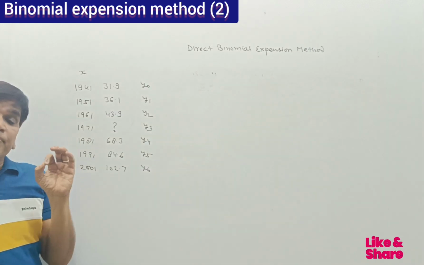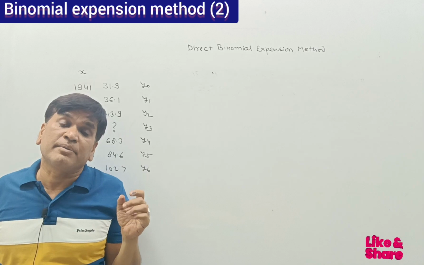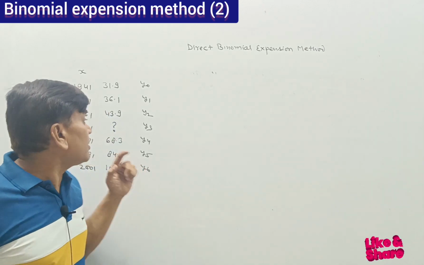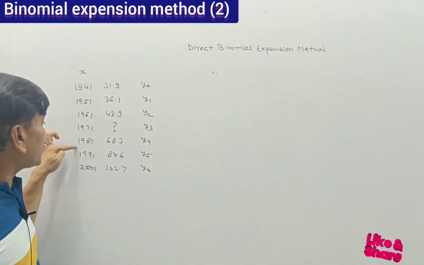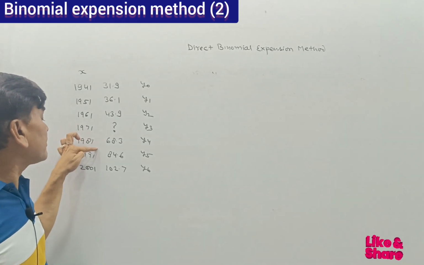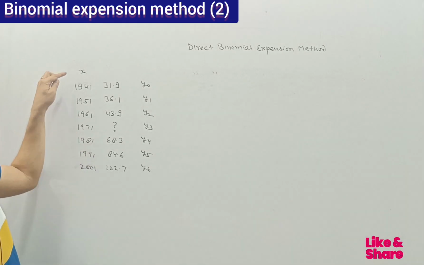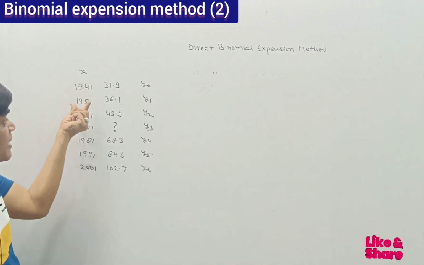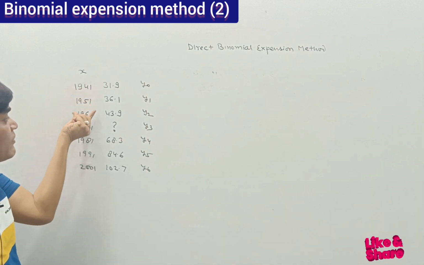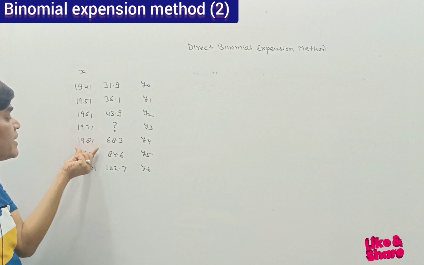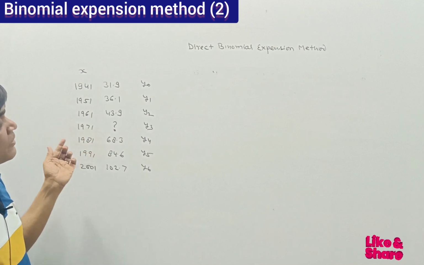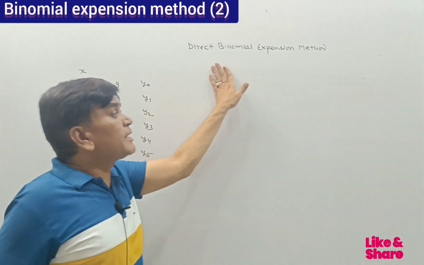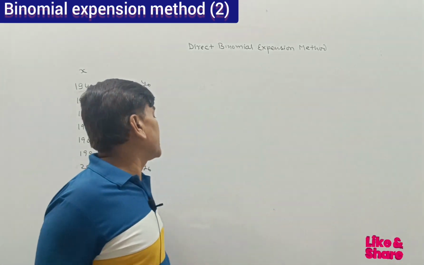One thing you should learn: by the binomial method, we cannot interpolate for 1965. We can't calculate for 1985 or 82. We can calculate only one missing data. If the class interval is equal, then we can calculate the missing data. Otherwise, we cannot use this method. We can use another method. Later, we will discuss which method we can use.